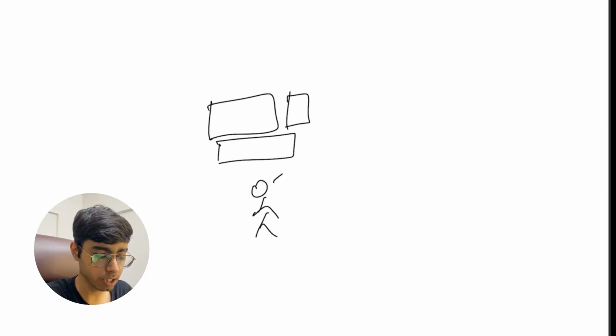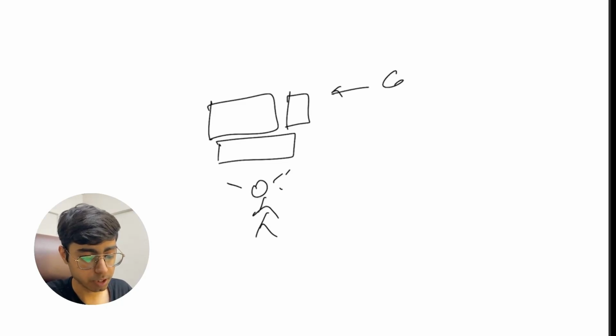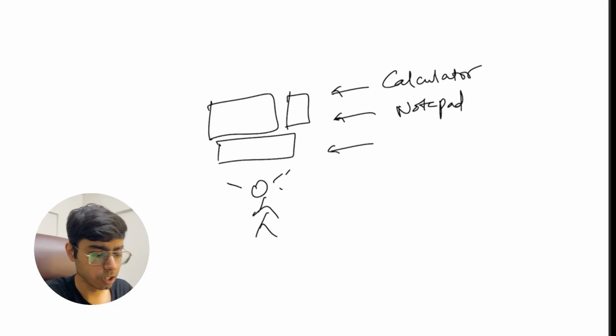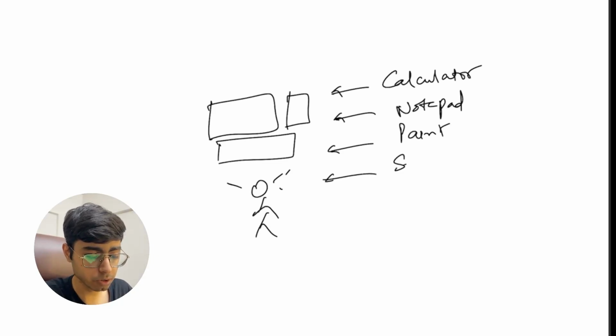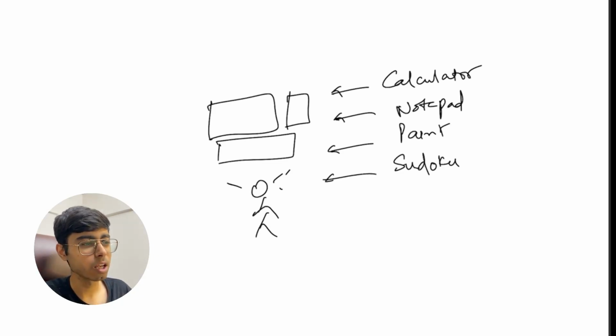It is a personal computer and not a very fancy one. It does not have any DJ lights and all, right? It is a normal computer and you are very happy, right? You are enjoying and you are very happy. What can you do on this computer? You can use a calculator, right? You can use a notepad. You can use Paint. You can play a basic game, let's say Sudoku, right? Not much, right? Only these things you can do.